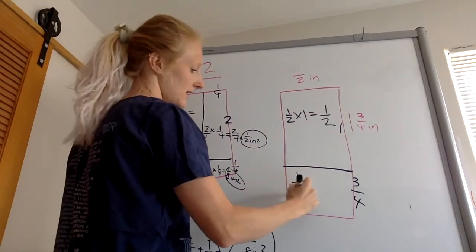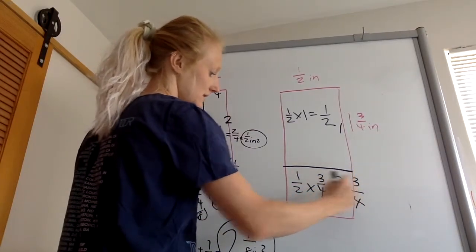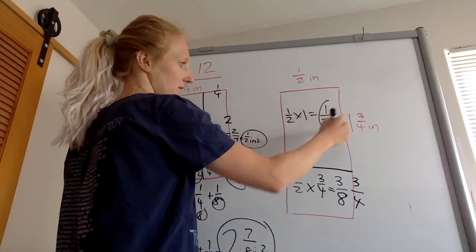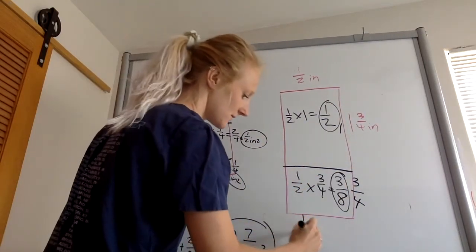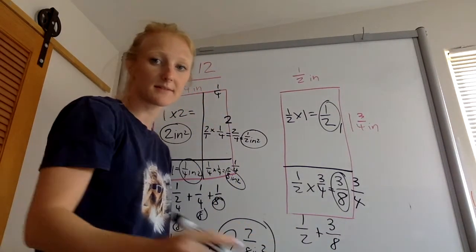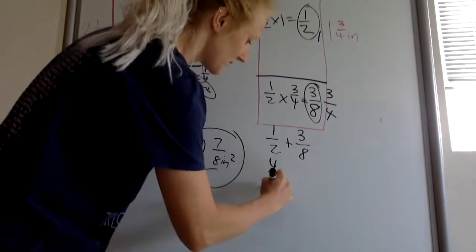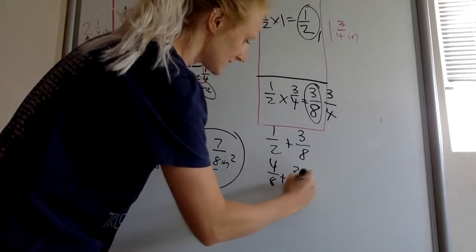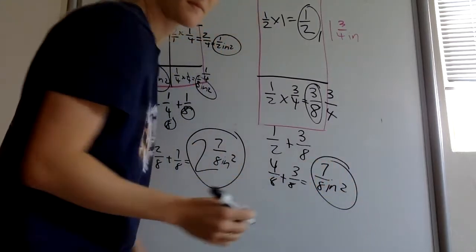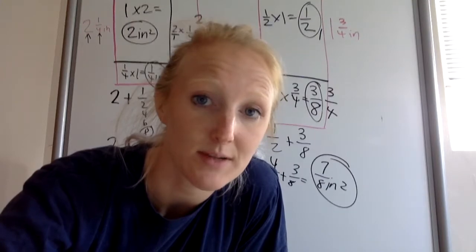Down here, the length is 1/2, the width is 3/4. 1 times 3 is 3, 2 times 4 is 8. So now I have 1/2 plus 3/8. Once again, these denominators are not the same, so I'm going to have to find the lowest common denominator, which is 8ths. I'm going to change 1/2 into 4/8 and then add 3/8, and my final answer will be 7/8 inches squared.